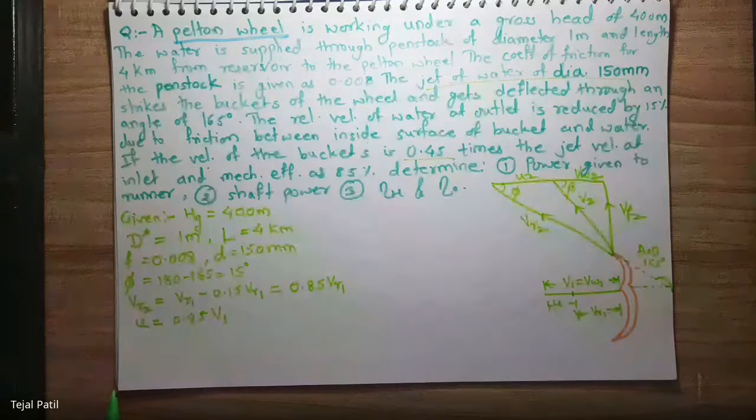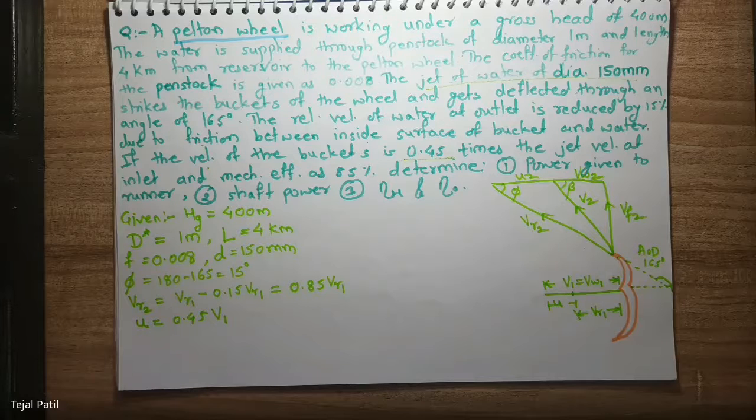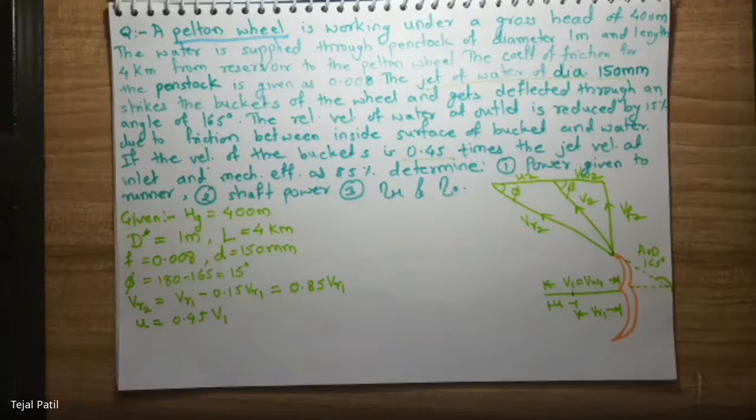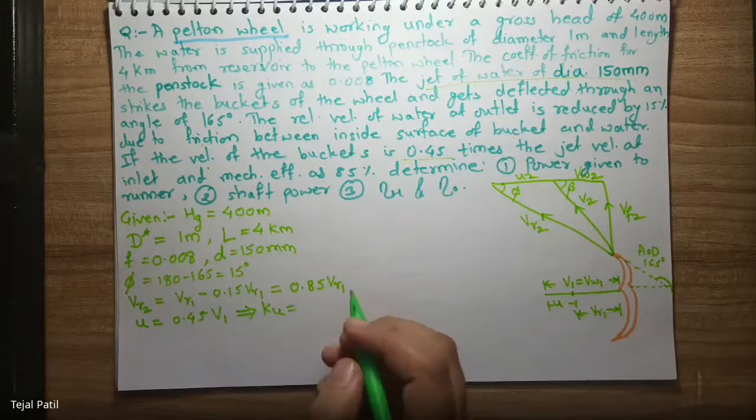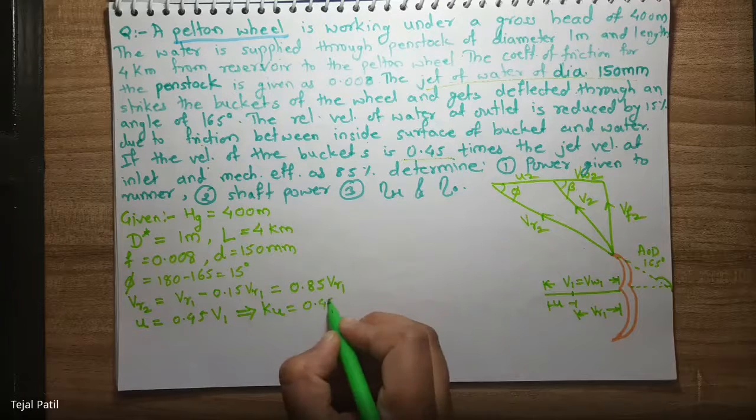Can anyone tell me what it should be? This is just I'm asking for the definition part. No, not U1. We have seen few terminologies in last week. Ku, very good. So here that is Ku, that means speed ratio. That is given to you as 0.45.